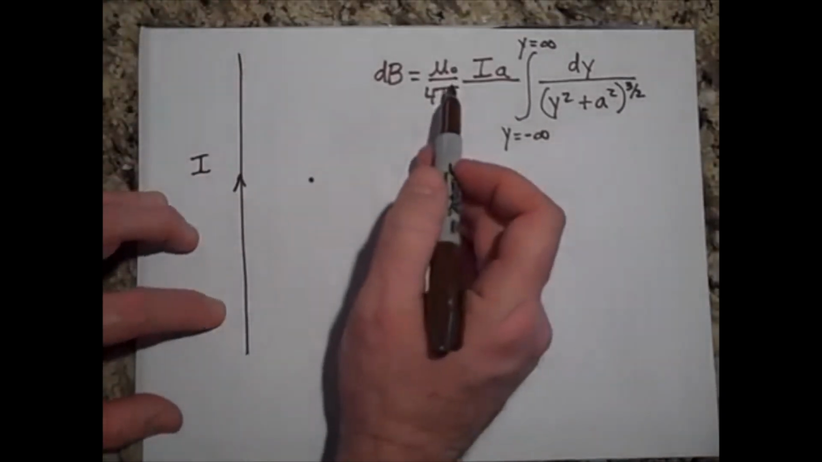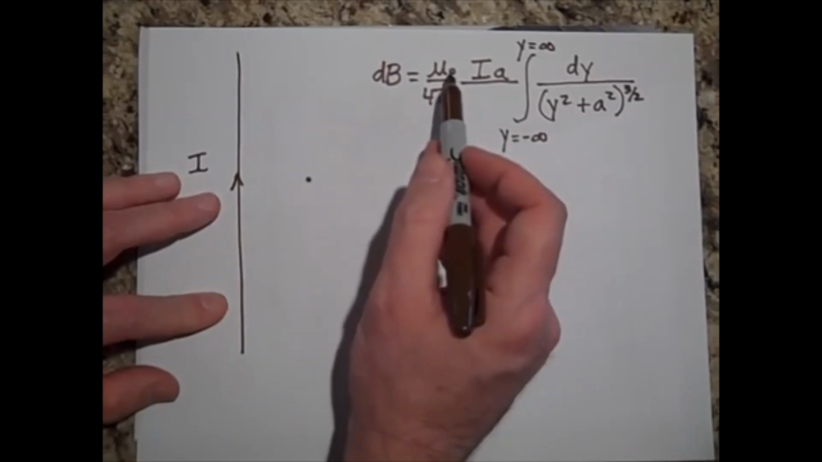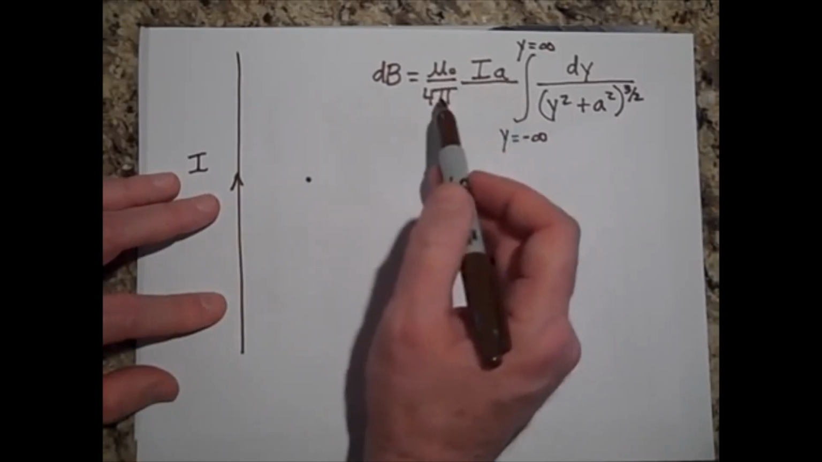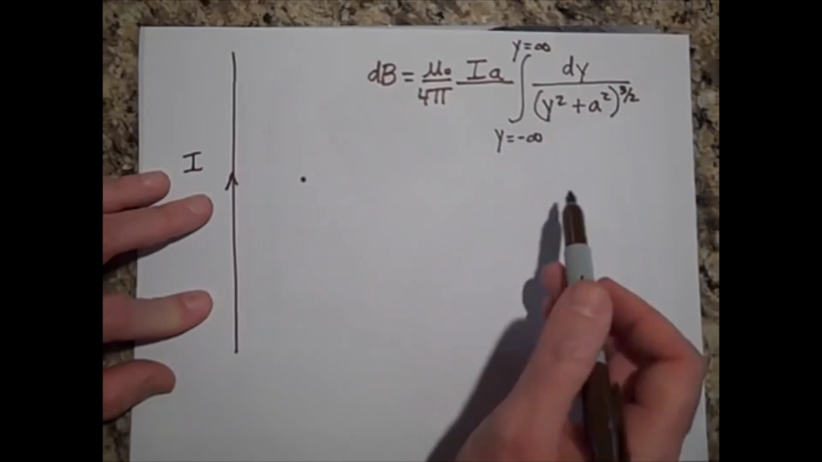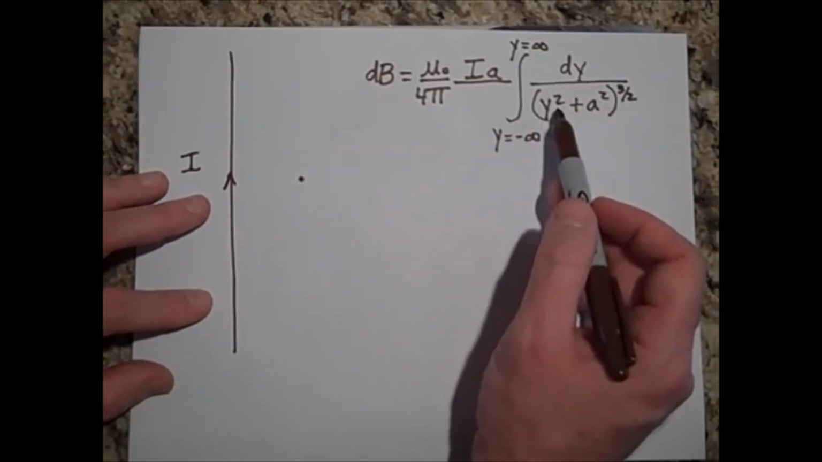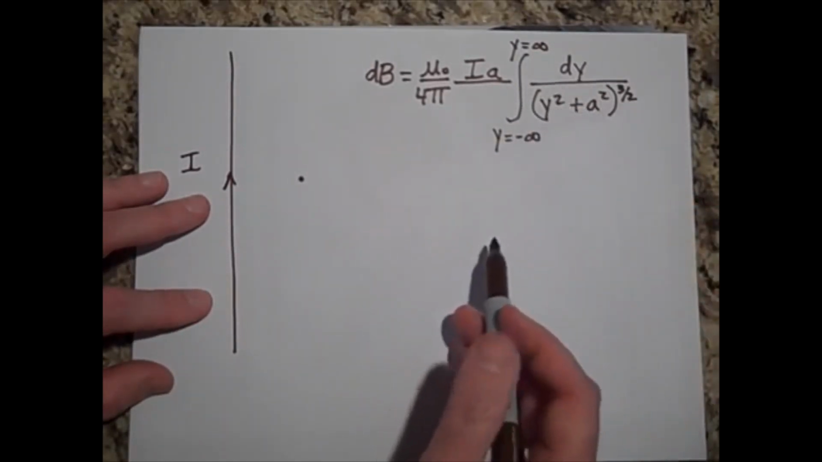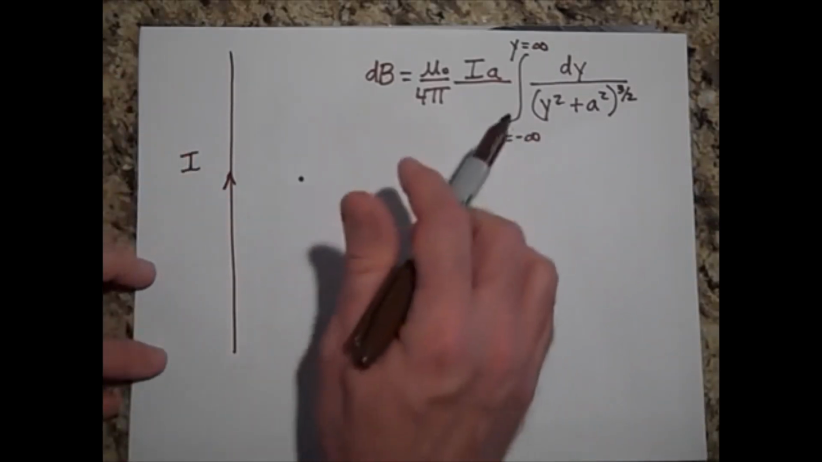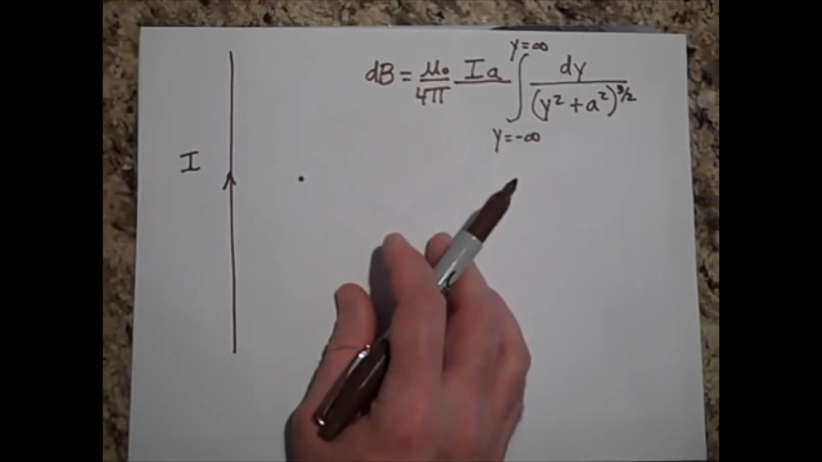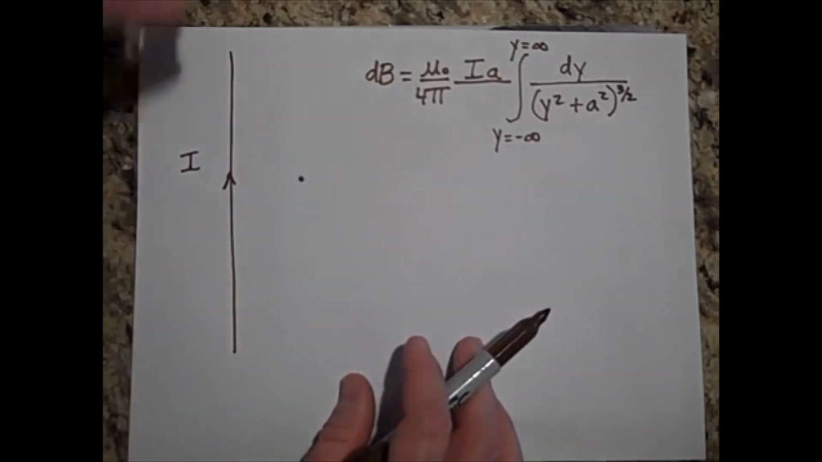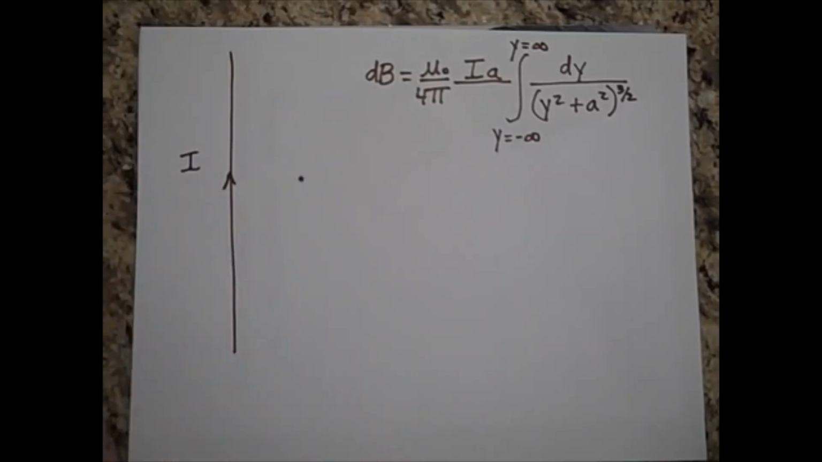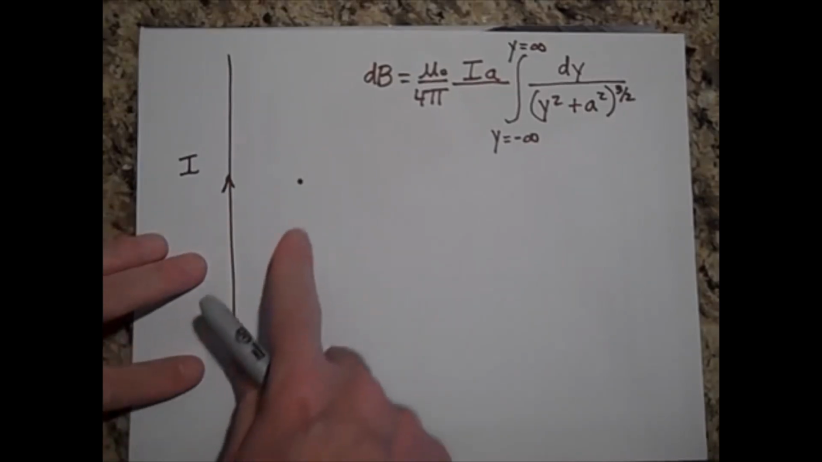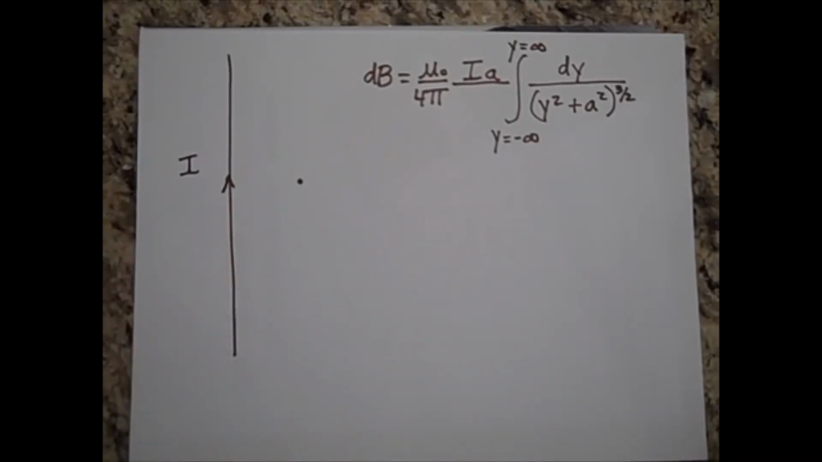We had this integral, and it got pretty complex. I have all these constants in front of it, mu naught I a over 4 pi, and I'm trying to take the integral of dy over y squared plus a squared to the 3/2 power, from y equals negative infinity, because our wire goes way down there, to y equals positive infinity. But when you go way down there or way up there, they hardly add anything to the field, because r is so huge and theta is so small.